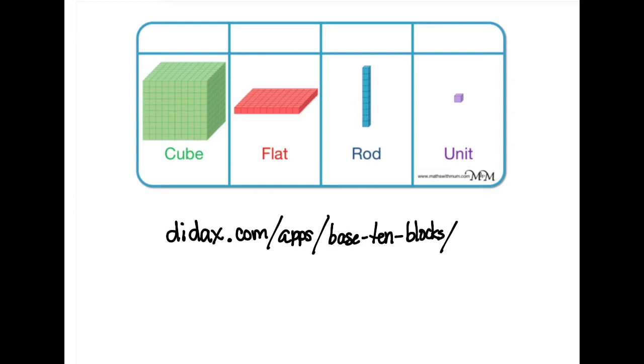Nah, I think we're going to leave it right there. Okay, so the units, these are the ones. The rods represent tens. The flat represents hundreds. And the cube is 10 hundreds, or thousands, right?